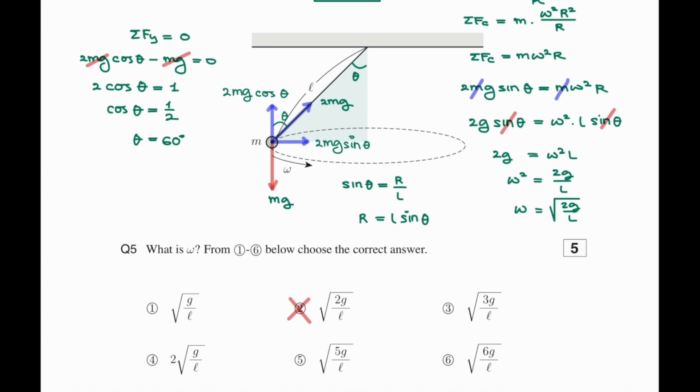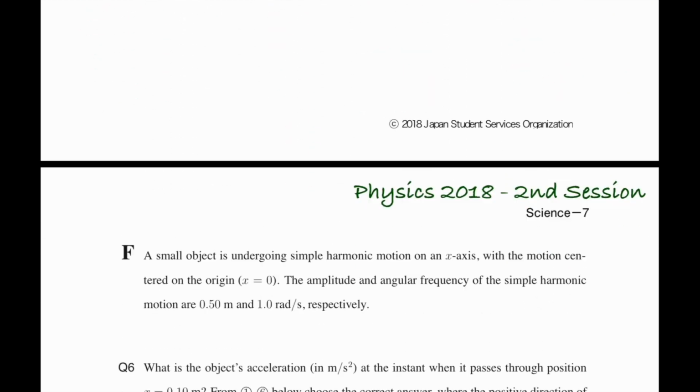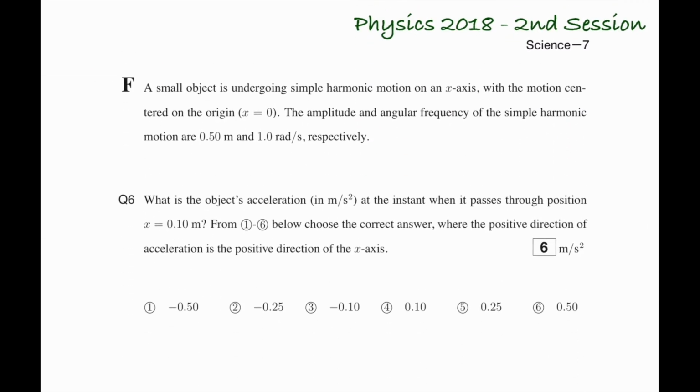Let's proceed to the last question that I will explain in this video, which is question number 6. For question number 6, we have a small object that is undergoing simple harmonic motion on the x-axis with the motion centered at the origin, x equals 0. The amplitude and angular frequency of the simple harmonic motion: 0.5 meter is for the amplitude, and then the angular frequency omega is 1 radian per second.